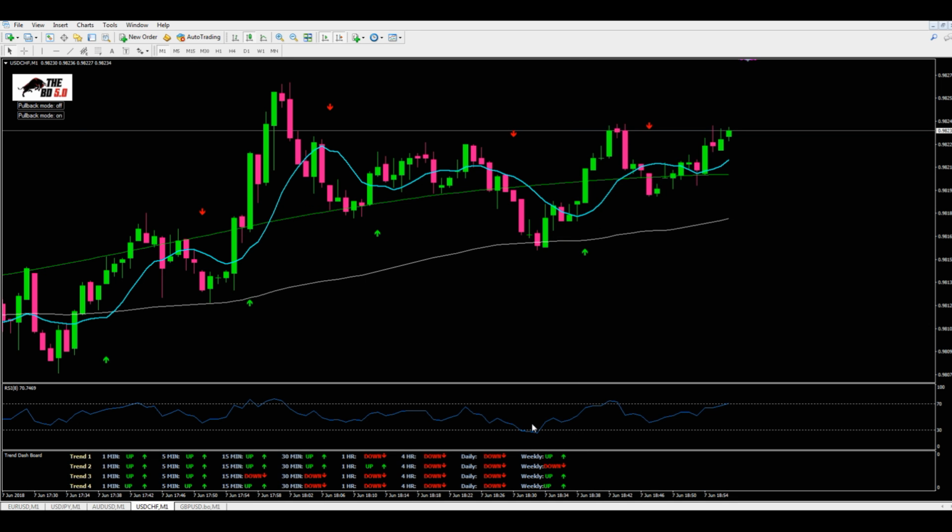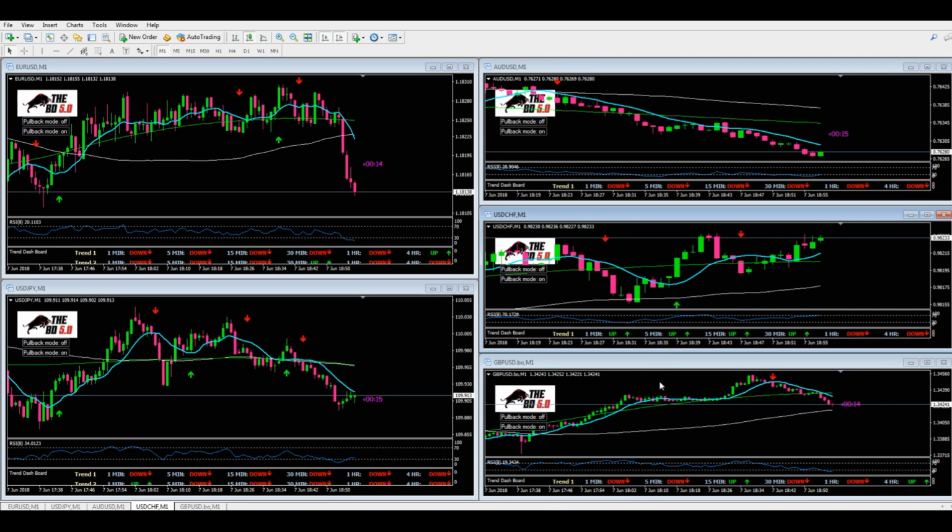The RSI also confirmed the market was oversold as well, so it was a good trade and I absolutely missed it, so I'm gutted on that.